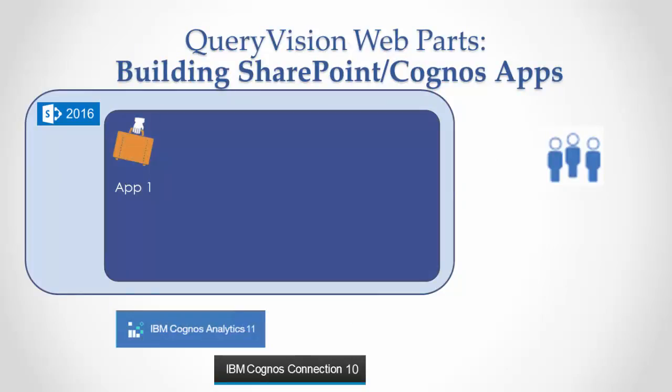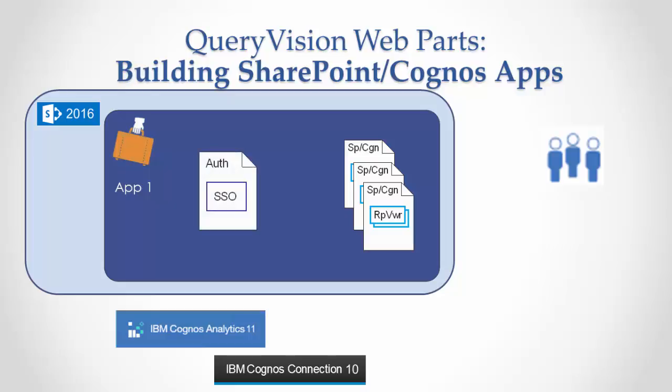Let's walk through how you use QueryVision Web Parts to build two applications which talk to different IBM Cognos servers using different logon techniques. The first step is to add some content pages to the app by adding, say, our Report Viewer web part to several app pages. The next step is to determine how the web parts will connect to Cognos by adding a SharePoint page for authentication and selecting and adding a QueryVision authentication part. In this case, we have selected the user account single sign-on part.